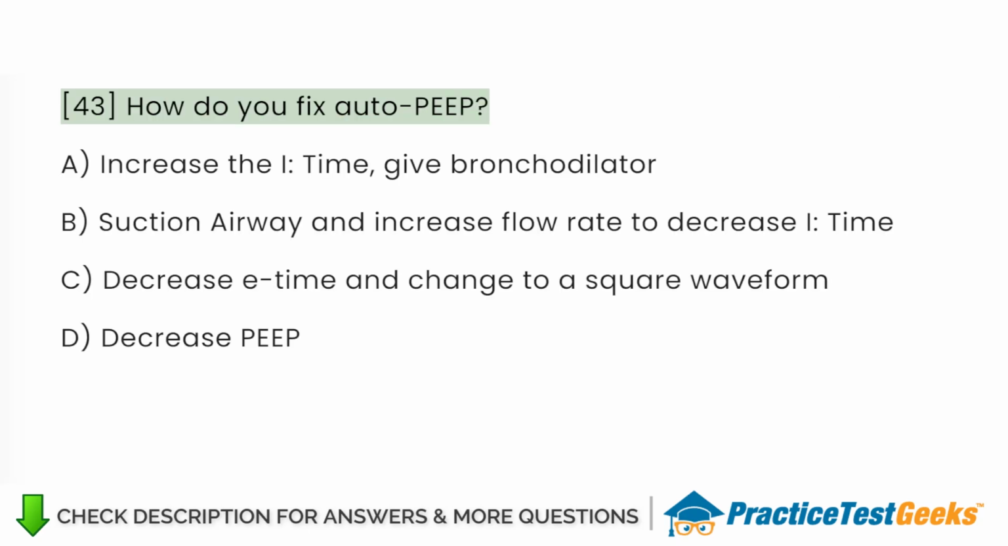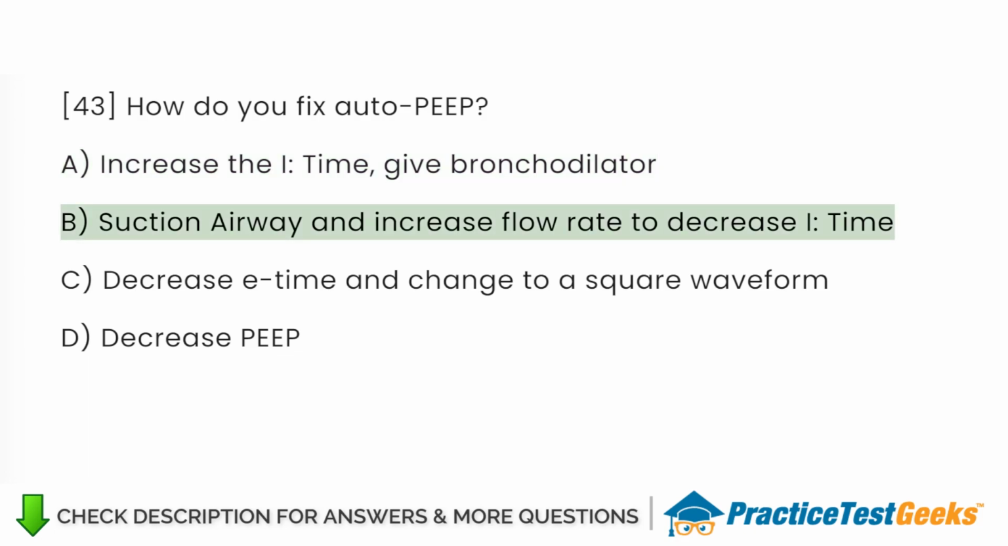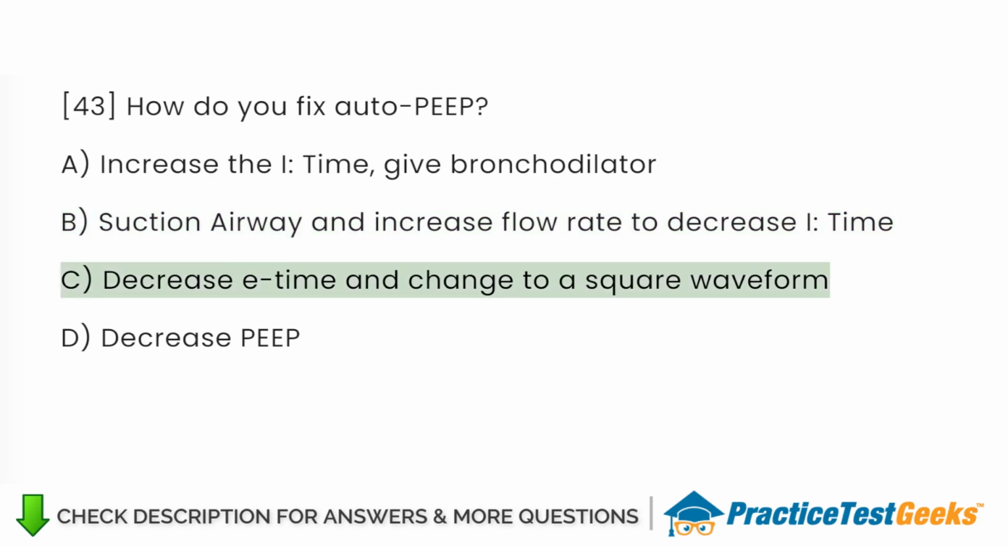How do you fix auto-PEEP? A. Increase the I time, give bronchodilator. B. Suction airway and increase flow rate to decrease I time. C. Decrease E time and change to a square waveform. D. Decrease PEEP.